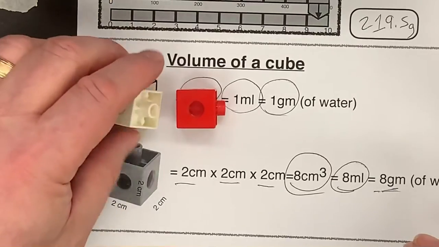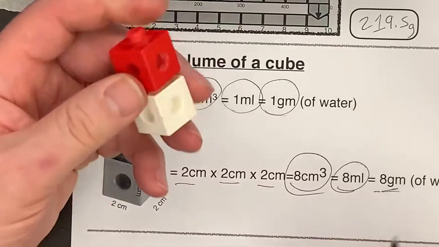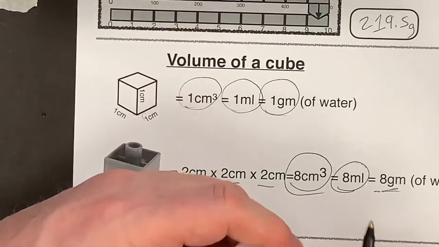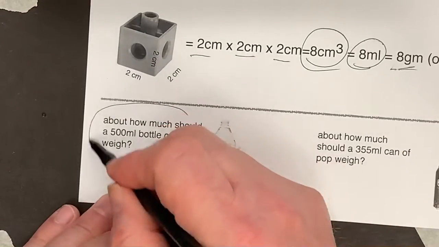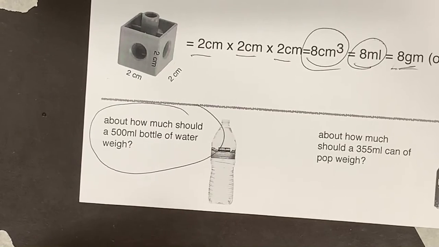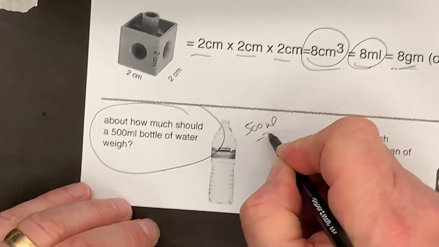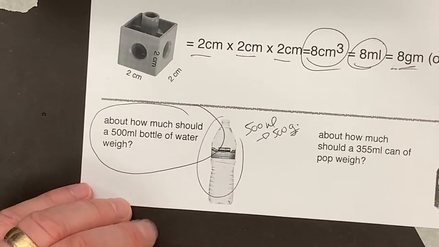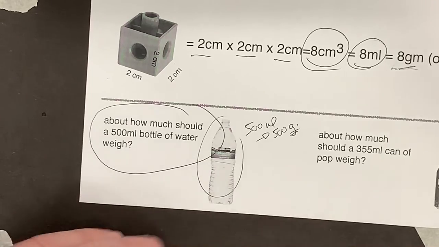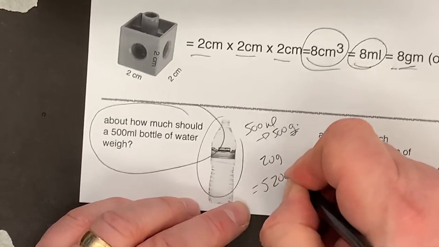grams. And there could be some problems where I'm going to dump these into some water, and you're going to tell me maybe what the volume is or something like that. Let's take a look at some of these things here. How much should a 500 milliliter water bottle weigh? Well, 500 milliliters of water will weigh 500 grams. And then I need the weight of the bottle, which I don't really know. Let's say it's 20 grams. So that means it could be about 520 grams.